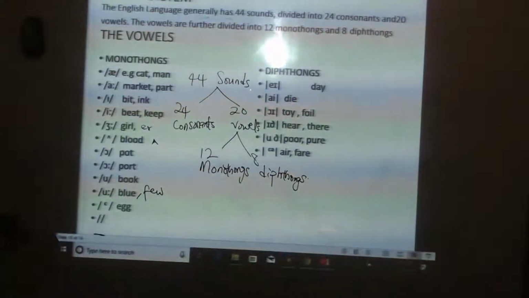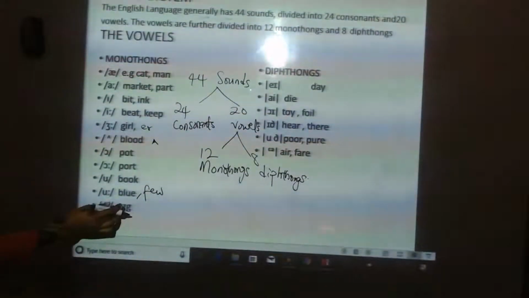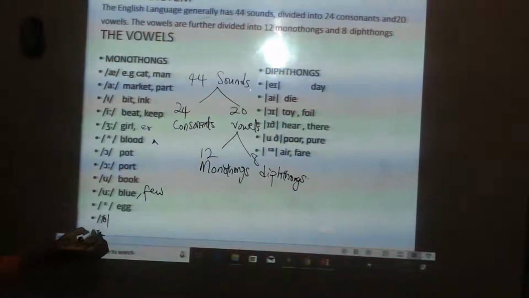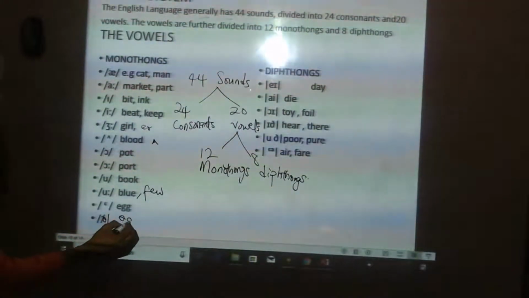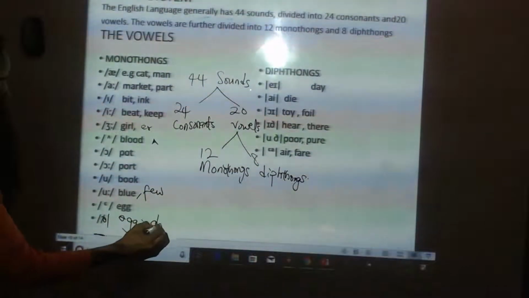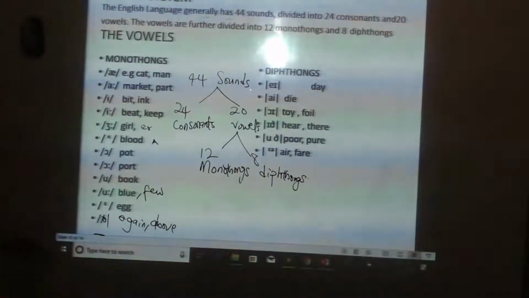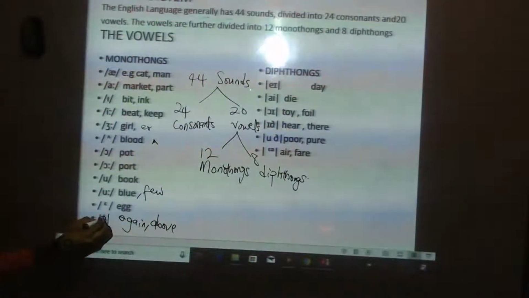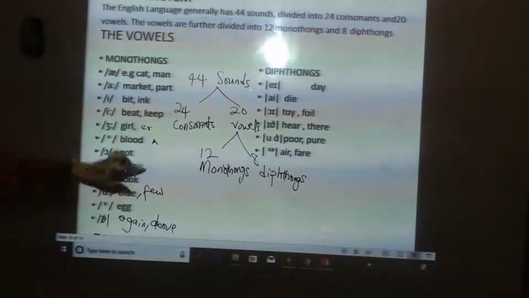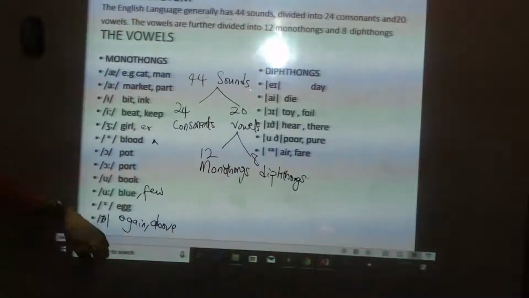Next, we have the e, for example, egg. And the last one is the schwa sound, for example, again, above. Now, these are the 12 monotones we have in the English language.